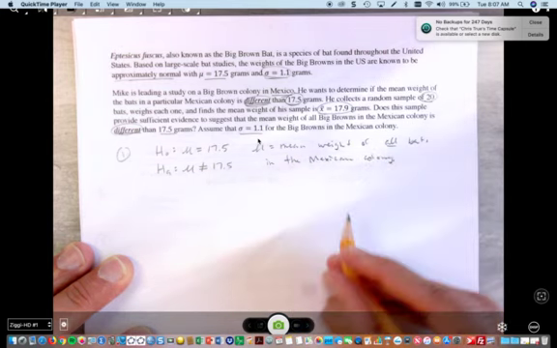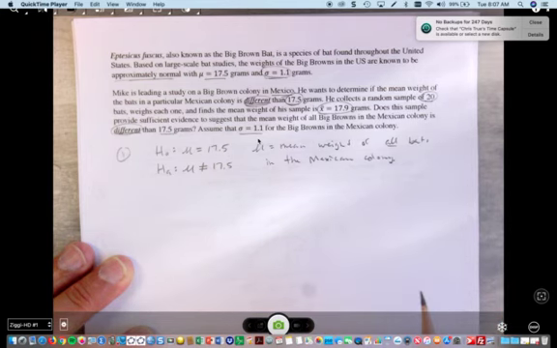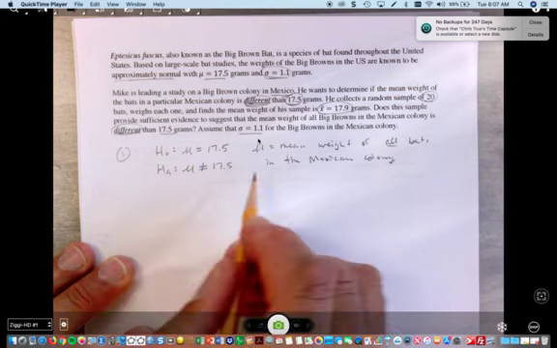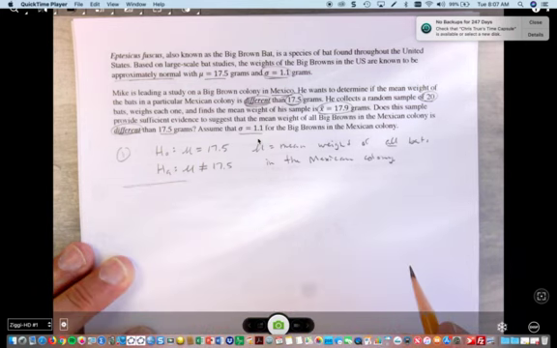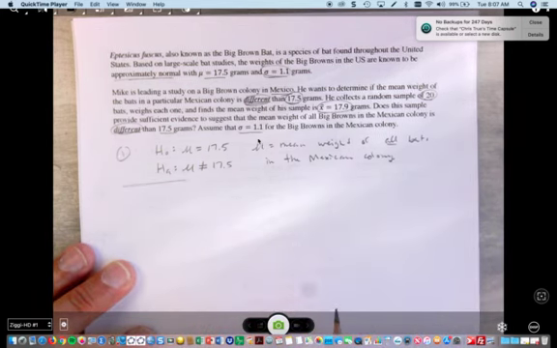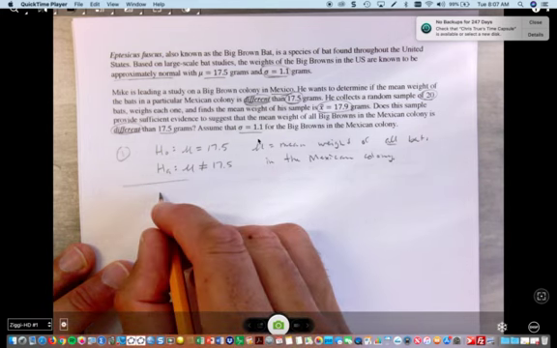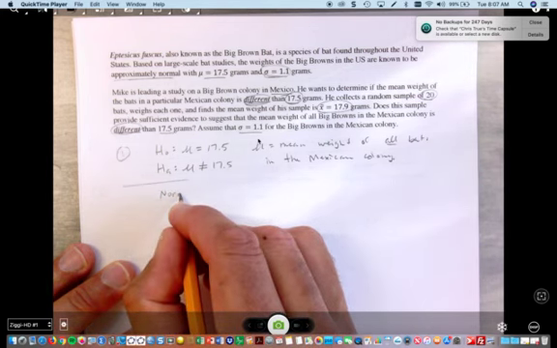All right, and this colony that I'm talking about is like, maybe there's like 10,000 bats in the colony. It's a fairly large colony. All right, so there's the conditions. I'm sorry, the hypotheses. Now the conditions that need to be met is normality.